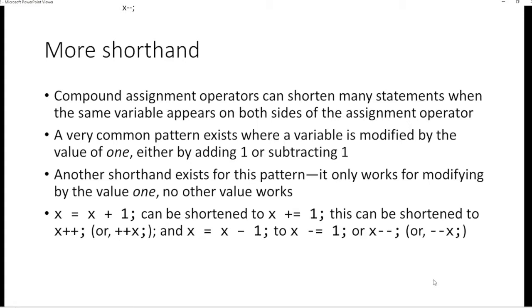The plus plus is called increment. It means add 1. The plus plus can come after the variable name. That's called the postfix version. Or it can come before the variable. That's called the prefix version. Because subtracting 1 is also fairly common, we can do this again, but instead of pluses, we use minuses. So we can get x minus minus or minus minus x. It only works for value 1.